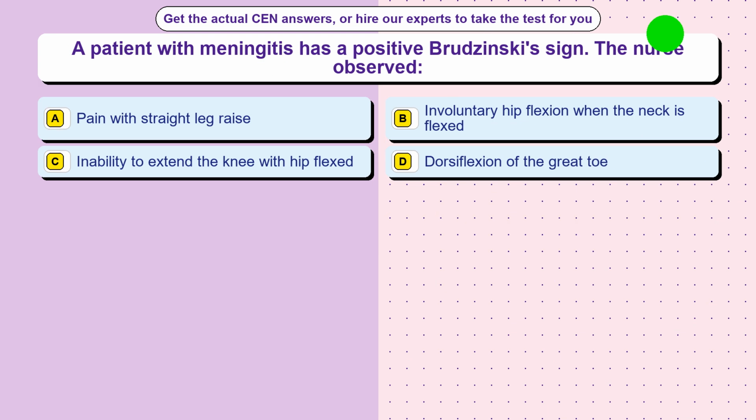Question 83. A patient with meningitis has a positive Brudzinski's sign. The nurse observed: Option A, pain with straight leg raise. Option B, involuntary hip flexion when the neck is flexed. Option C, inability to extend the knee with hip flexed. Option D, dorsiflexion of the great toe.